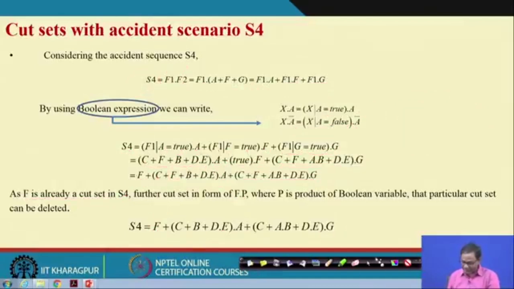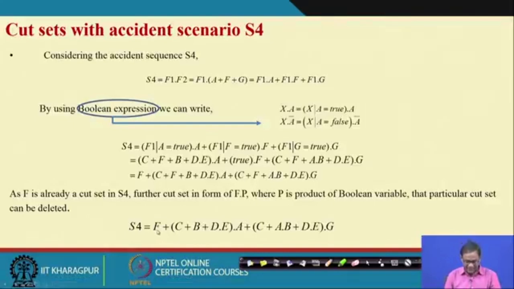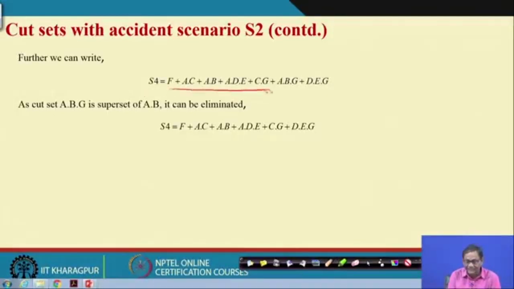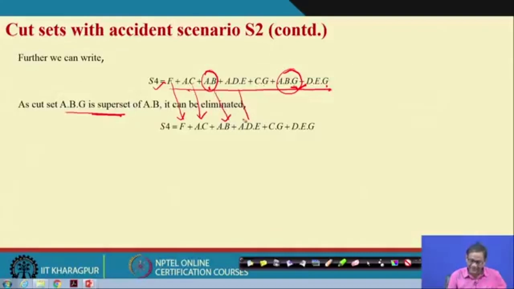So, if you proceed in this manner, what will happen further? You see that you are getting F, now C, okay, let it be like this. So finally, if you expand this, you will be getting this: A plus AC, AB, ADE, CG, ABG, DEG. Now, you see AB is there, again ABG is there. So AB is a cut set, so what is the need of ABG? It is not required. Similarly, maybe DEG, DEGAC. Okay, I think others are not there. So that means ABG will not be required. So this becomes F, this AC, AB fine, ADE fine, CG fine, this is not required, DEG is coming. So that is basically the resultant cut set for S4, sequence 4.